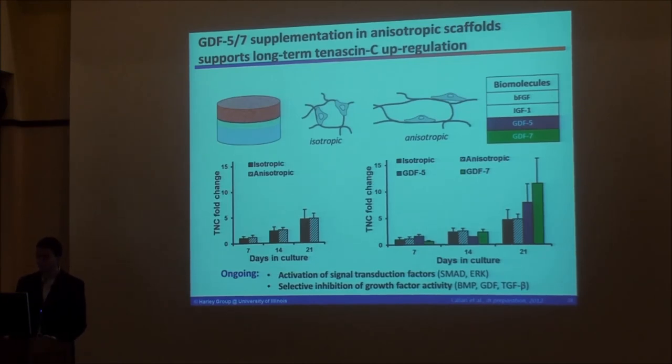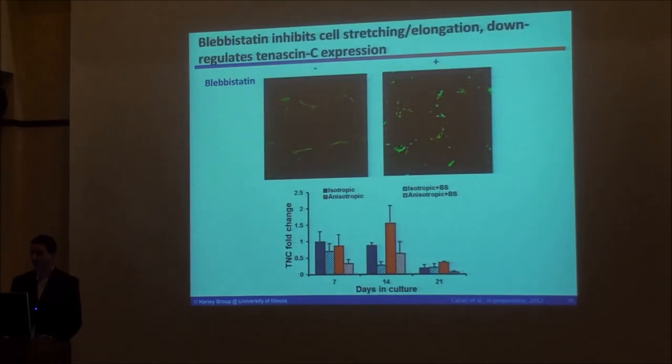We also did another experiment to look at what happens if we took away the cell's ability to feel whether it was in an isotropic or anisotropic scaffold. And so we added in blebbistatin, a myosin II inhibitor, in order to inhibit the ability of these cells to actually stretch and elongate within the scaffold. And so in theory, an isotropic versus an anisotropic scaffold should be the same to those cells when they're treated. And you can see the cells really aren't stretching out or elongating at all compared to the way they normally do within these scaffolds. And here we saw downregulation of one of our markers that we're interested in, tenascin C. Here, for example, really no differences between the isotropic and the anisotropic groups.